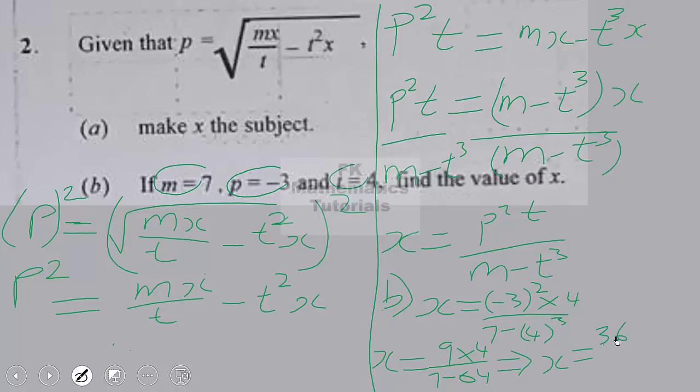36 over negative 57. So when we break this further, we know 3 will go into 36 12 times, and 3 will go into 57 19 times. So x will be equal to negative 12 over 19.